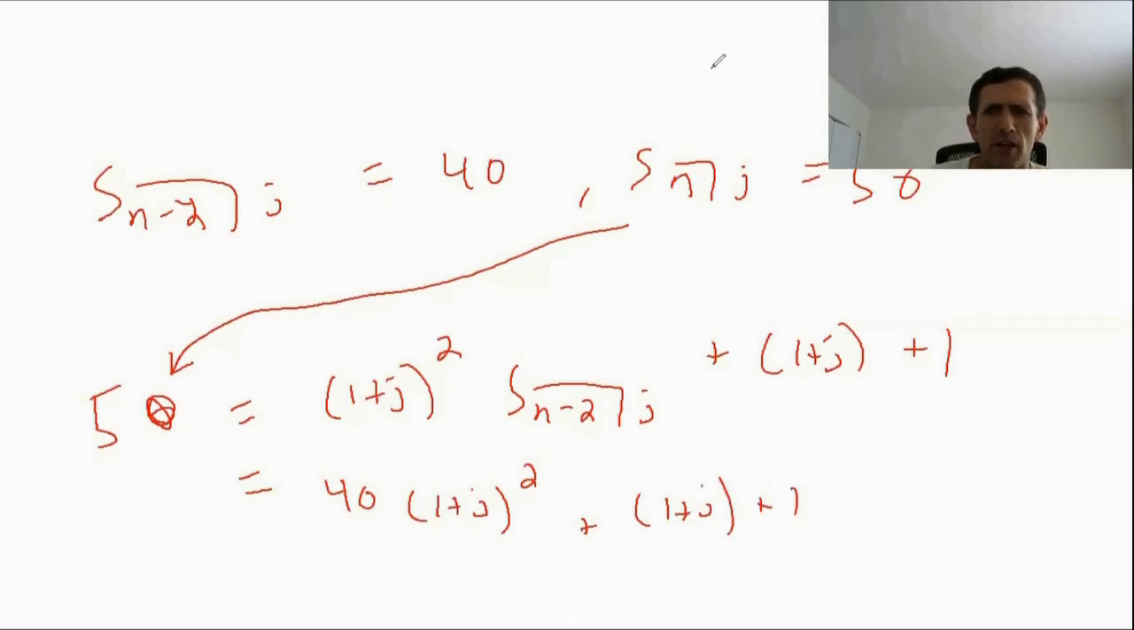So again, we're going to set something convenient to be x. It only makes sense to set this to be x here, 1 plus j. So then obviously we have 40 x squared plus x plus 1 equals 50. That's a 40 here, not a 46. Sorry about that. Okay, so just a little bit of algebra. 40x squared plus x minus 49 equals 0.